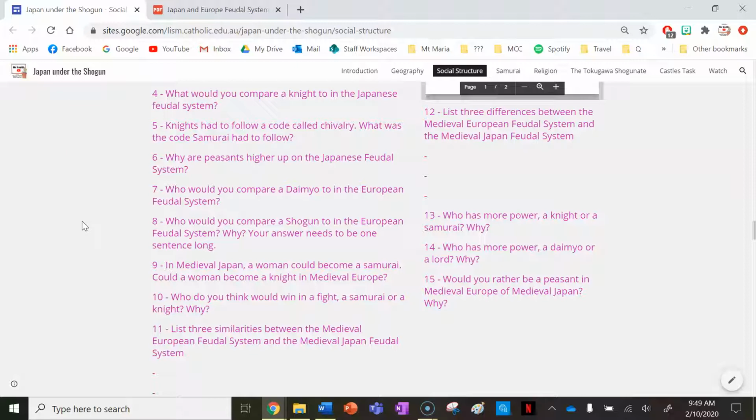Number 9, in medieval Japan, a woman could become a samurai. Could a woman become a knight in medieval Europe? And the answer is no. Women weren't allowed to become knights in medieval Europe.